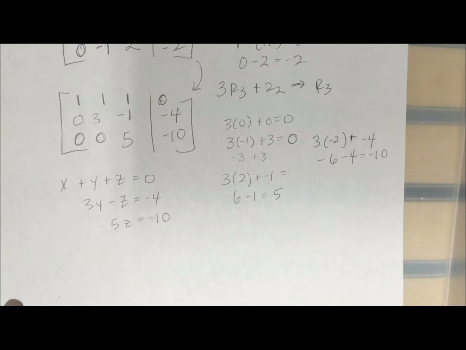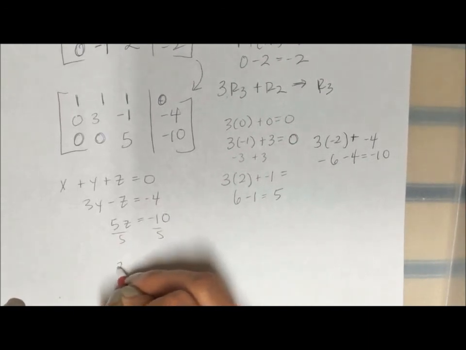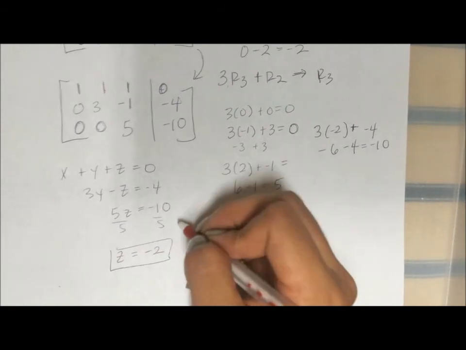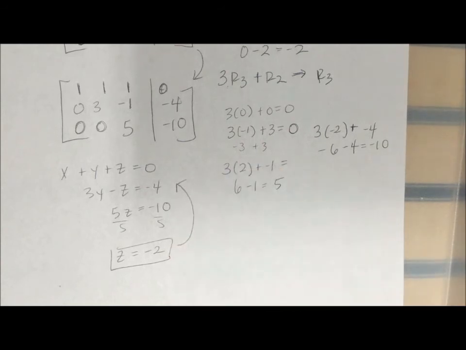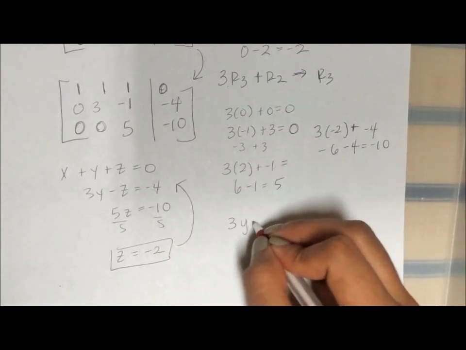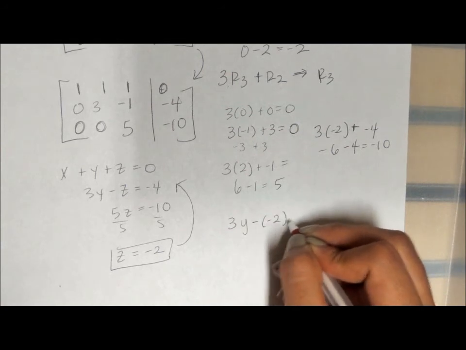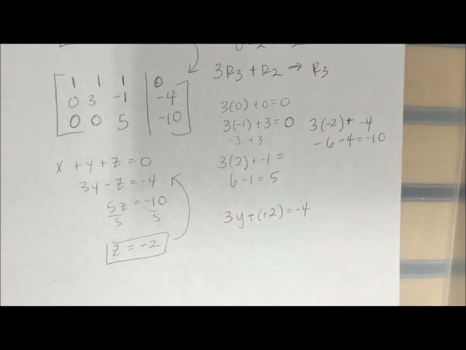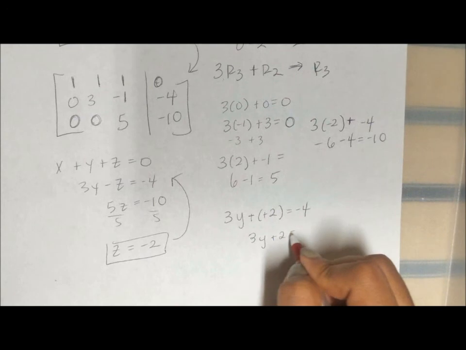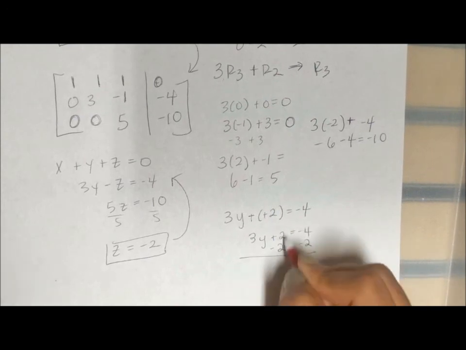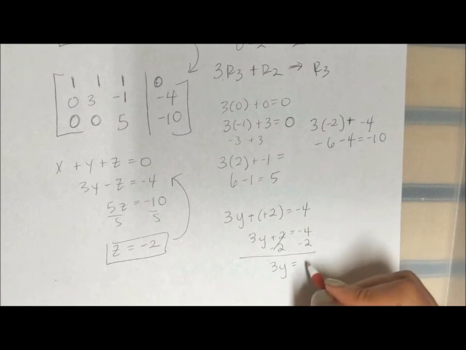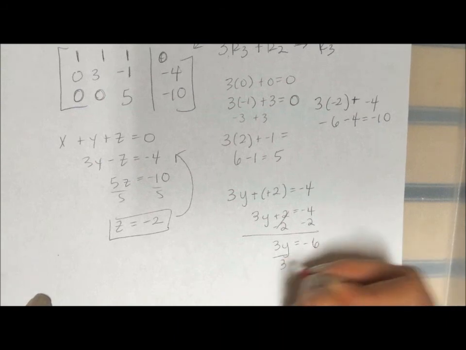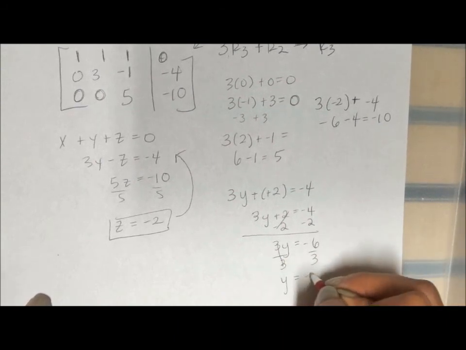So my easiest thing to solve for is z. Divide by 5. So z equals negative 2. I'm going to work backwards. Now I'm going to plug this into my second equation. So 3 times y minus z, so z is negative 2, equals negative 4. Be careful. I get a plus plus. So 3y plus 2 equals negative 4 minus 2. So 3y equals negative 6. And then I divide by 3. So y equals negative 2.